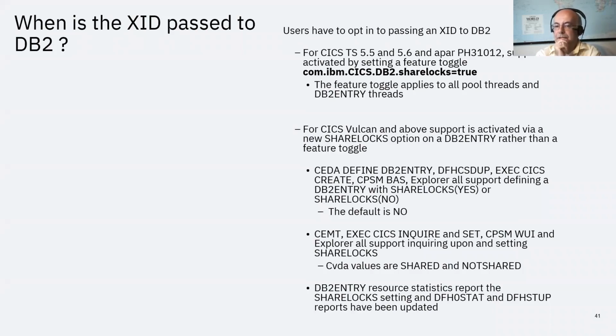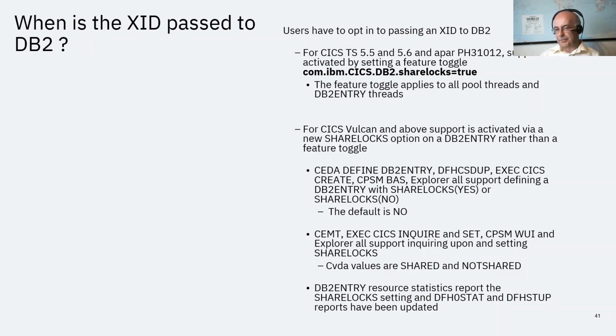When we get to open beta, we've removed that feature toggle and made it a slightly more granular option, in that we've added a new sharelocks option on the DB2 entry as the way to opt into this. So in the same way as today, if you want, for example, protected threads, you have to opt into that by creating a DB2 entry with a protected thread number on it.